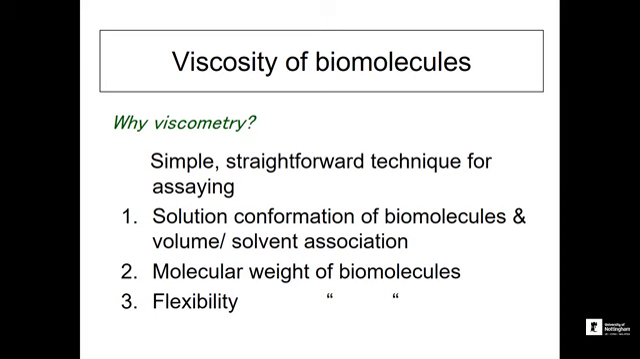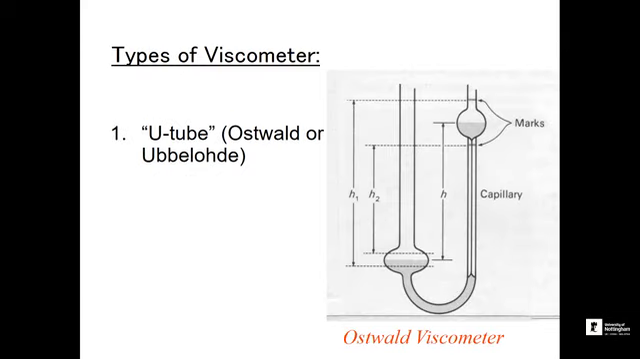We can get the molecular weight of biomolecules in a very simple way, based on an assumption, and how bendy, how flexible molecules are. This is important when we're dealing with things like DNA or polysaccharides, how bendy, flexible molecules are. And viscosity is a simple way of doing it.